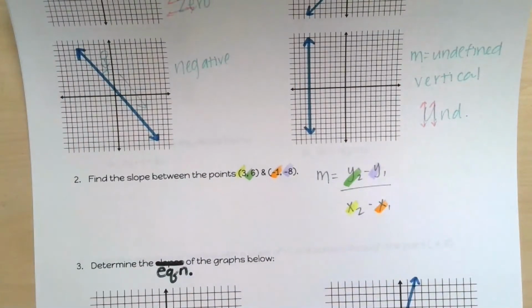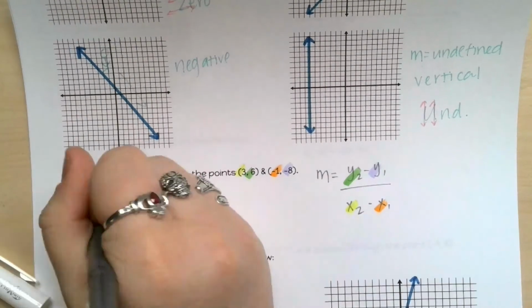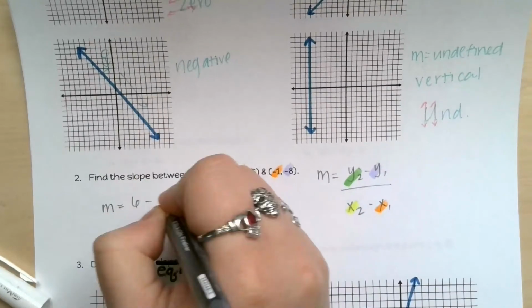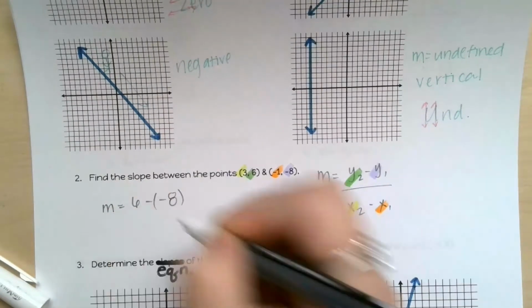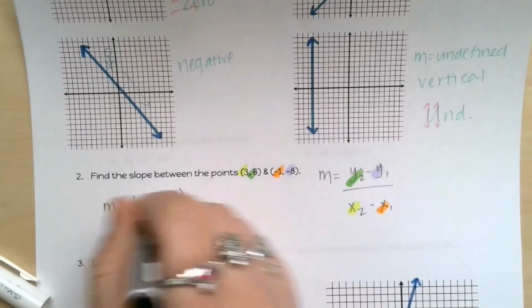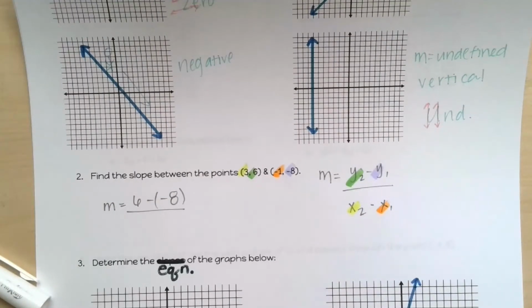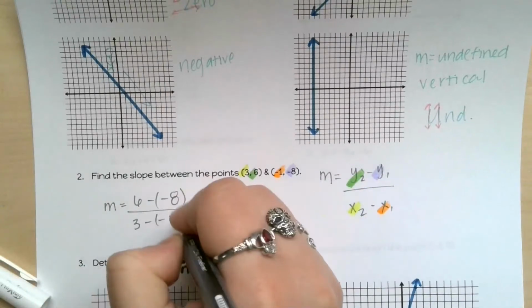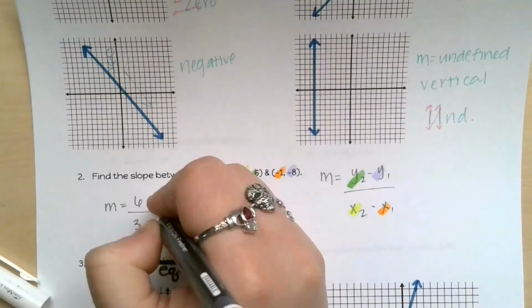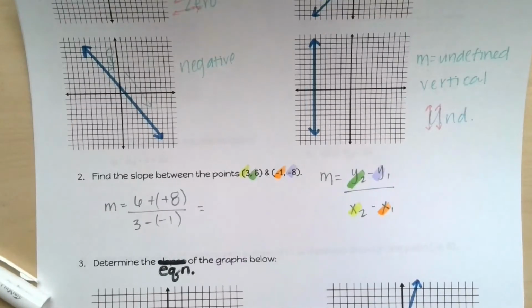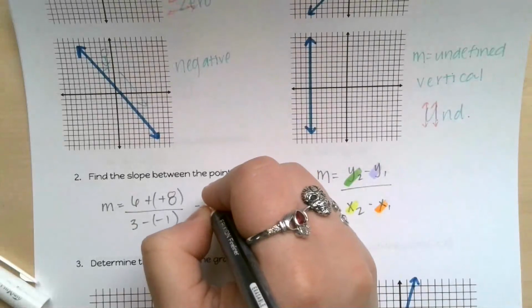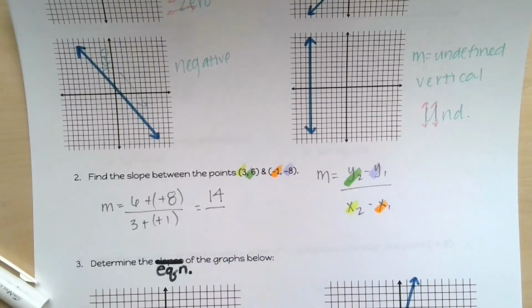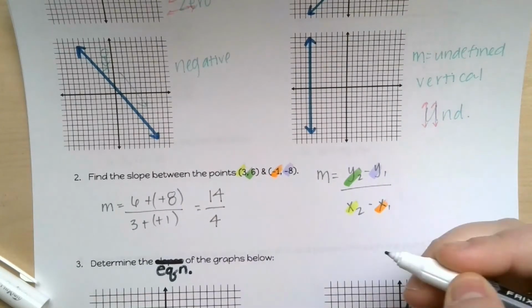Alright, so we go to substitute that in. We have m equals y2 is 6 minus negative 8. Be careful whenever you substitute in a negative number, just go ahead, throw some parentheses around it. Alright, 3 minus negative 1 on the bottom. So we have those double negatives, that actually ends up giving us a positive. 6 plus 8 gives us 14 up top. 3 minus negative 1 is the same thing as 3 plus 1, which gives us 4.